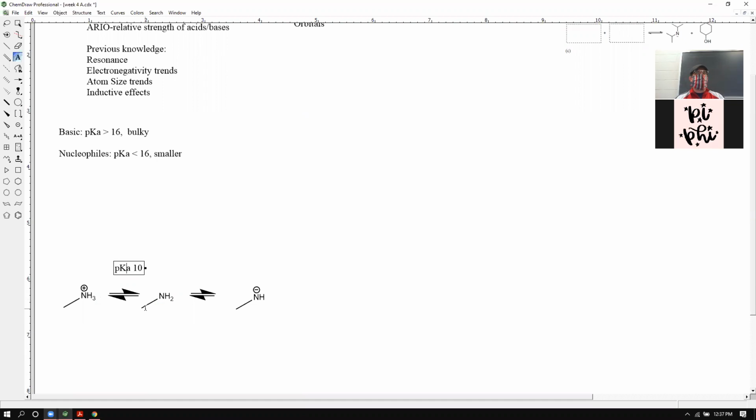It's going to be higher. Why? There's a lot of reasons. Just give me one. There's less hydrogens. It's going to be less acidic, right? Because it's no longer positively charged.